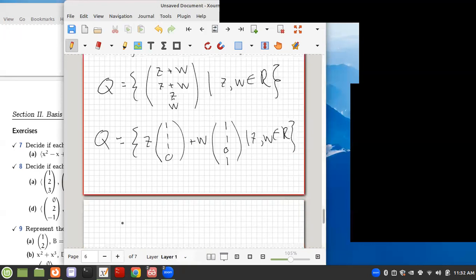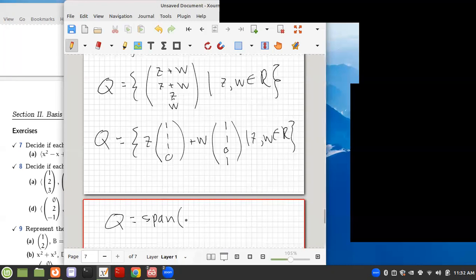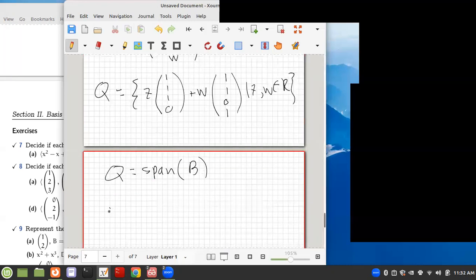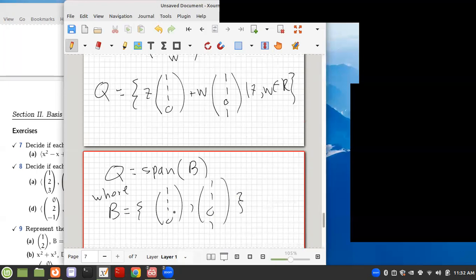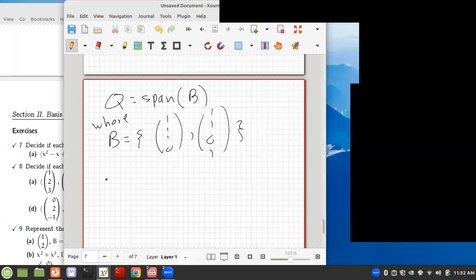So we can see that Q equals the span of B, right? Where B equals 1, 1, 1, 0 and 1, 1, 0, 1. Okay, so this is a candidate basis because it spans the space.